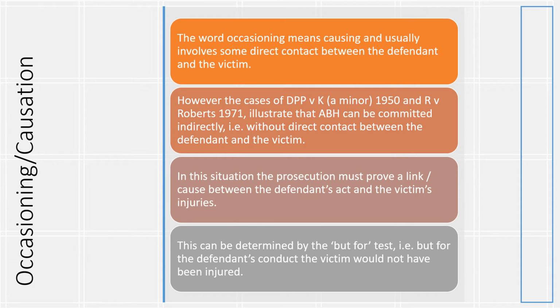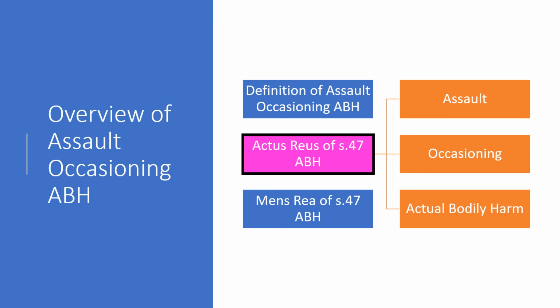So all the constituent elements, of course, we've got the idea of multiple causes. We've got the thin skull rule, they all still apply here. So it may be the case that there are causation elements you need to discuss. So you should review your causation notes there.